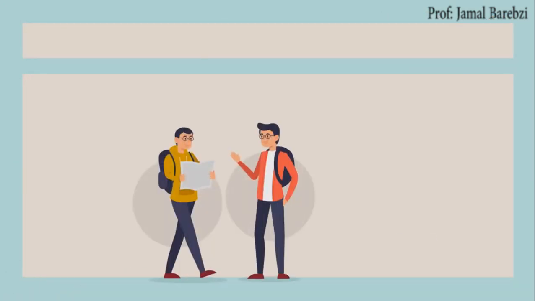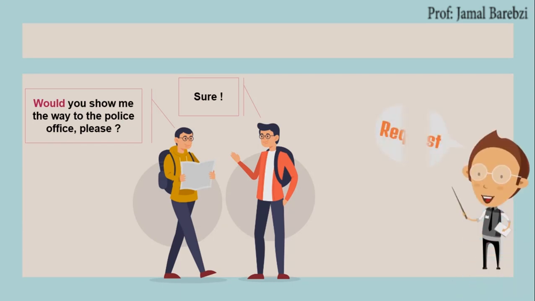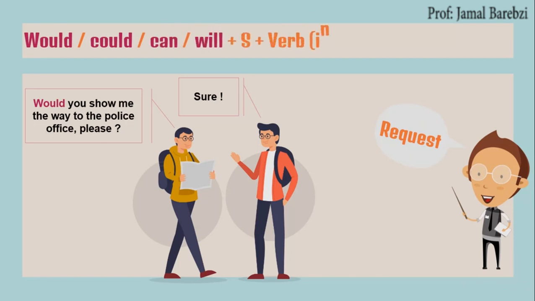This is a new tourist in Marrakesh. He seems to be lost and he is asking for directions. Listen to what he said. Would you please show me the way to the police office? Sure. Go straight and take the first left. It's on your right, opposite the library. So, the modal verb, would, is here used to express request. So we use would, could, can, and will, followed by a verb in the infinitive.